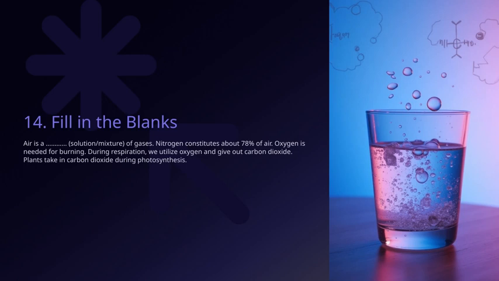And interestingly, plants play a crucial role here too. During photosynthesis, they take in carbon dioxide from the air and use sunlight to produce their food. This process helps balance the levels of carbon dioxide and oxygen in the atmosphere. So, understanding the composition of air and how these gases interact with living things helps us appreciate the delicate balance that sustains life on Earth.